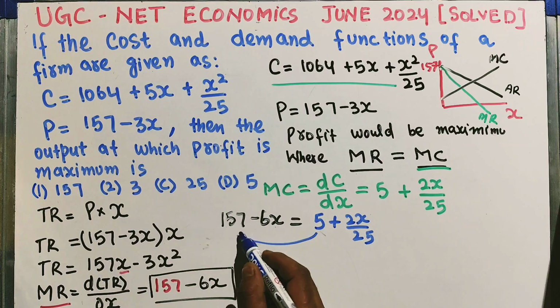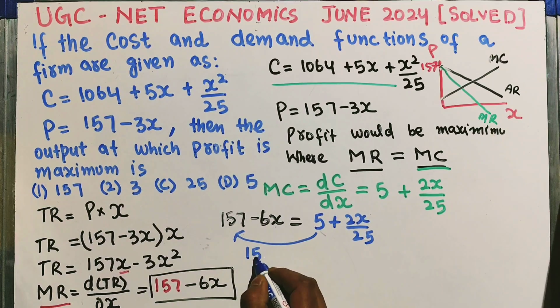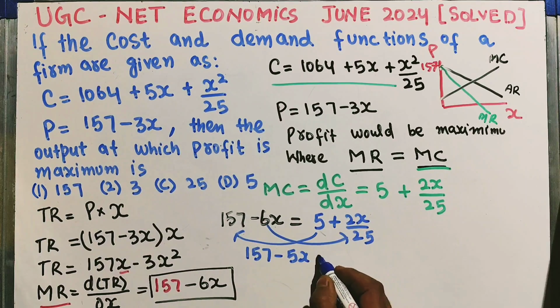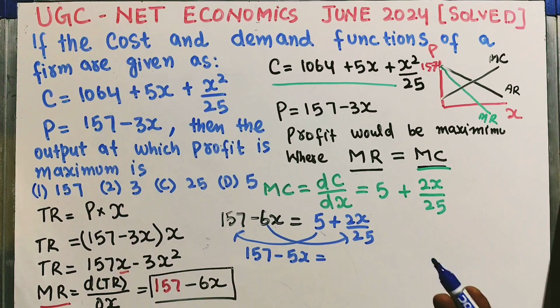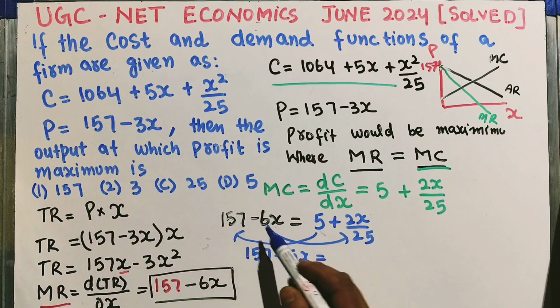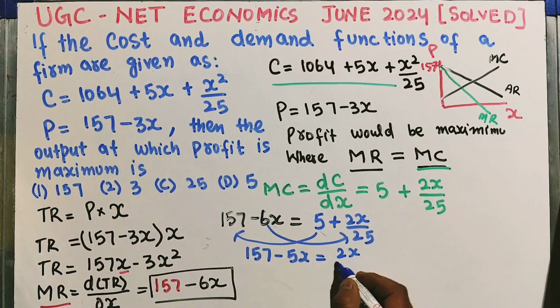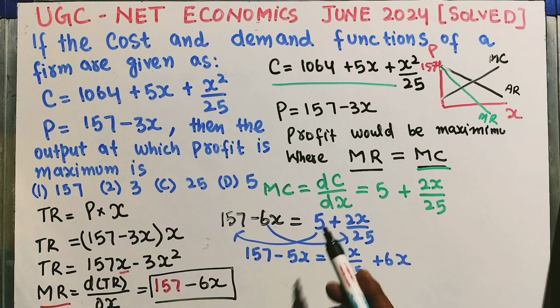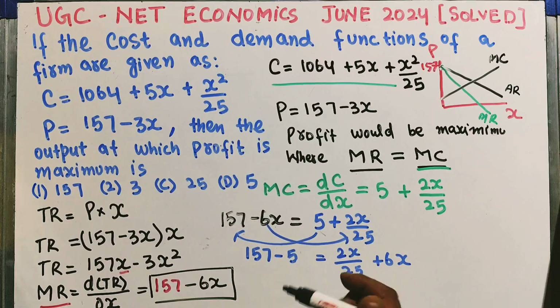So let's transpose this term here. It gets subtracted, so we have 157 minus 5x. And let's transpose this term to the RHS. It becomes plus, because it is minus here, transposing to the RHS it becomes plus. So we have 2x upon 25 plus 6x. Wait a minute, we have only 5 when we transpose it here. 157 minus 5 is 152.